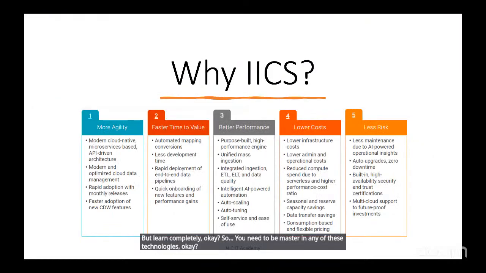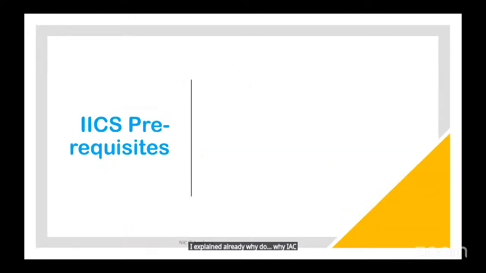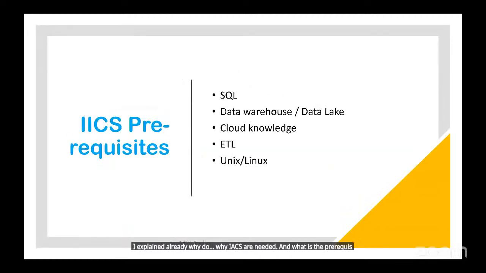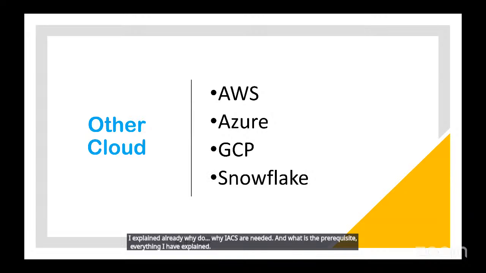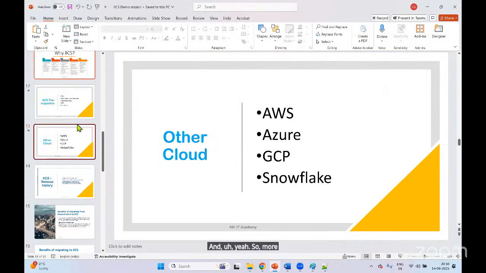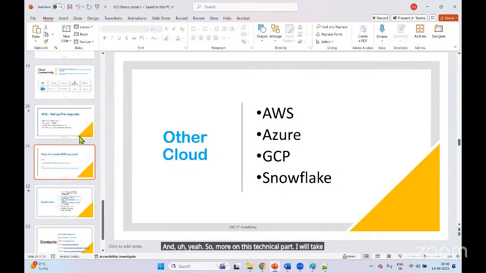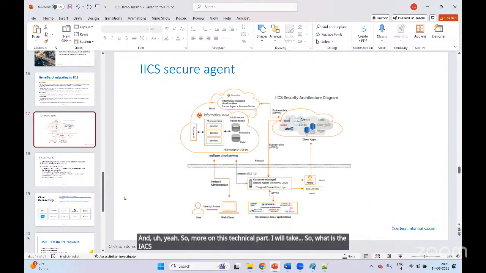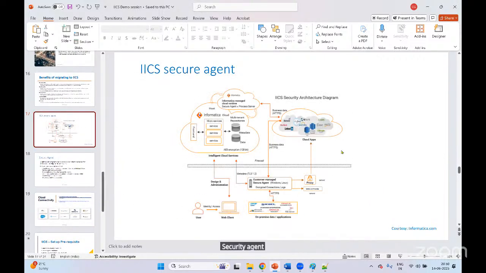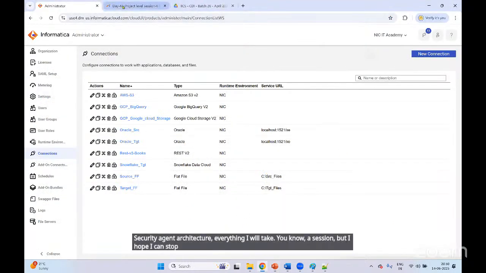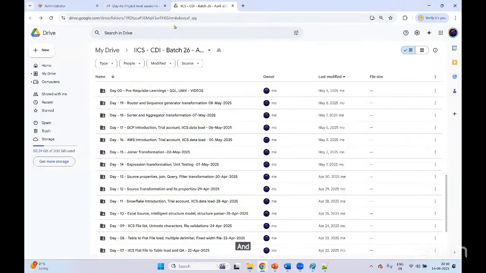I already explained why IICS is needed and what the prerequisites are, everything I have explained. More on the technical part I will take. What the IICS architecture is, the secure agent architecture, everything I will take in our session. But I hope I can stop it here. If you have any questions, definitely you can ask now. I will answer all your questions one by one.